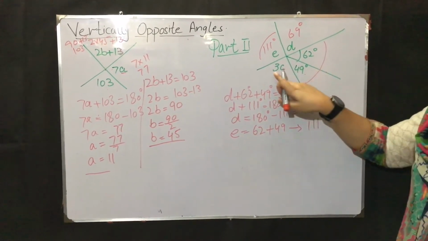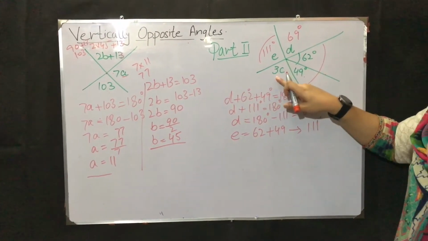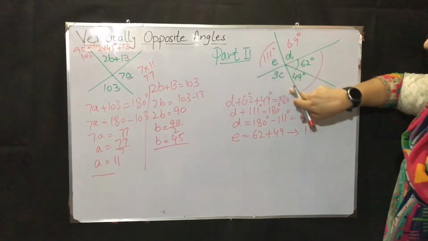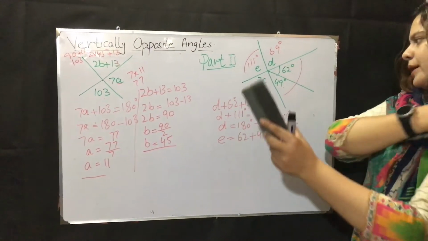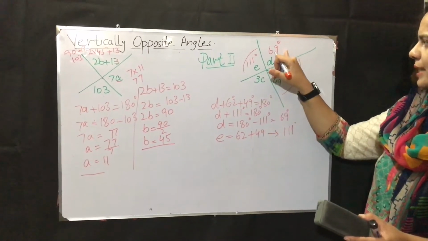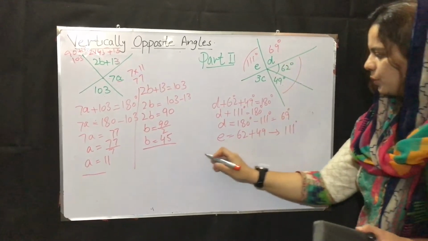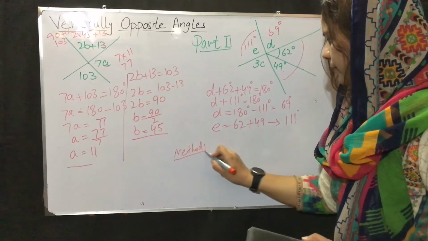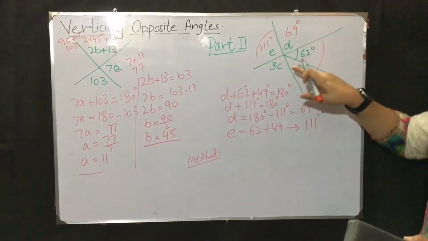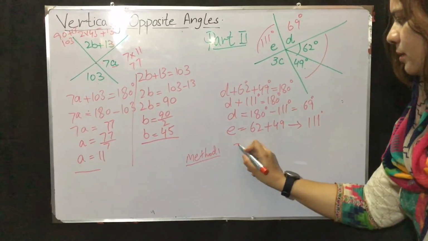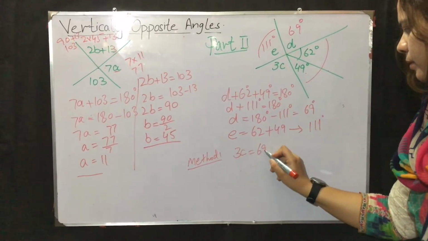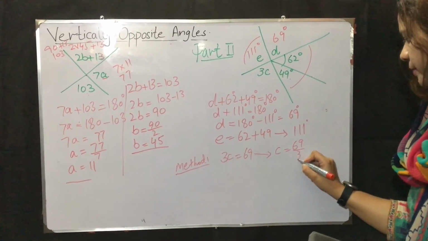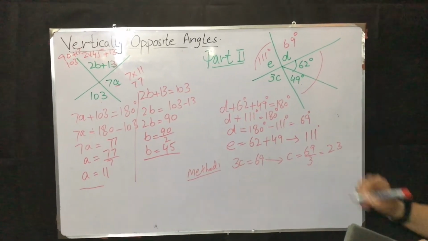Okay, and after this we need to find the value of C. 3C and D both are vertically opposite angles, or another way we can find it is on a straight line. Both ways you can use for this one. Method 1: I am going to apply the vertically opposite angles. 3c is equal to 69 and c is equal to 69 by 3. 3 2s are 6 and 3 3s are 9.